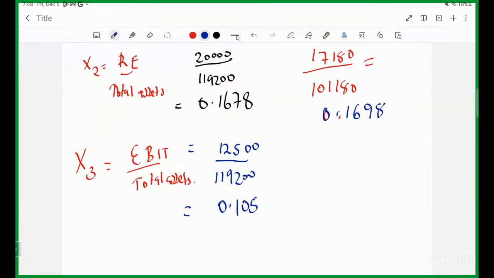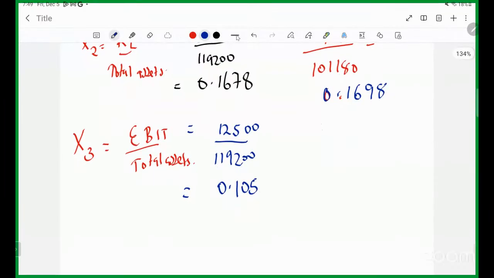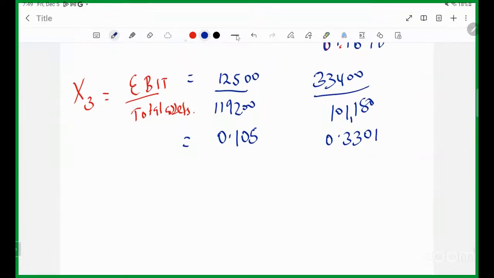Then we have what we have in 2022. That is 33,400 over 101,180. 0.3301. That is X3.